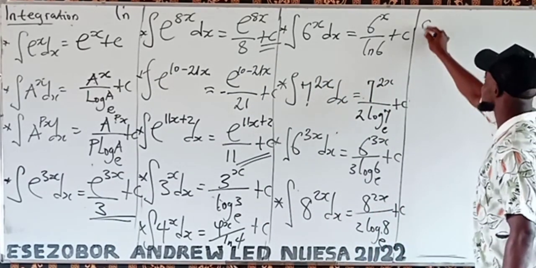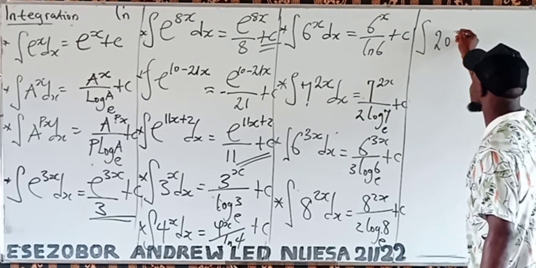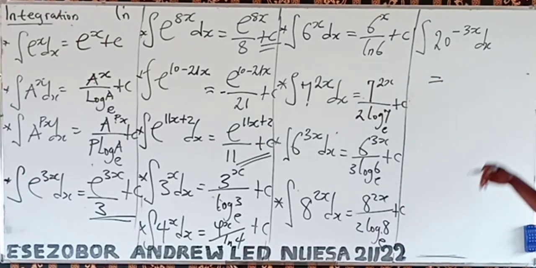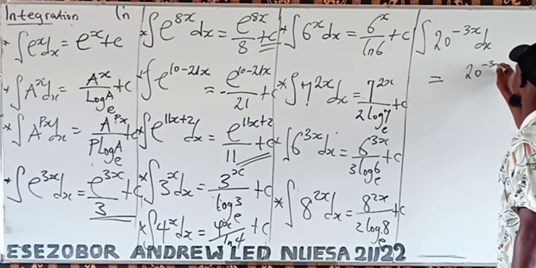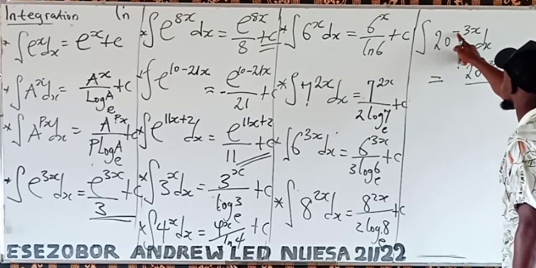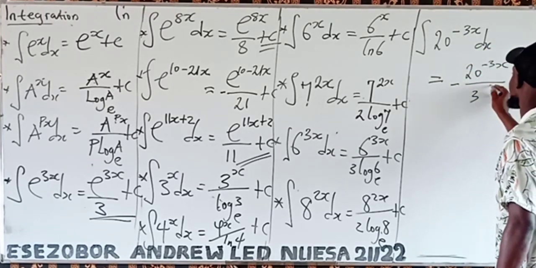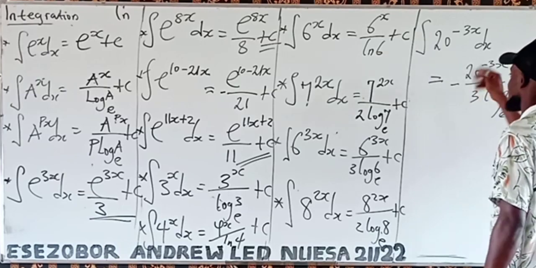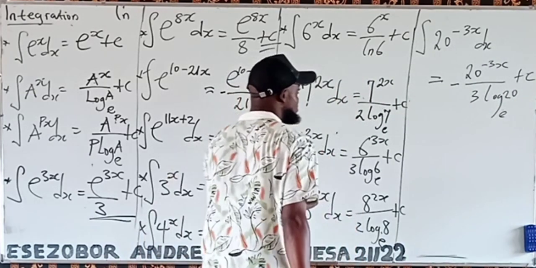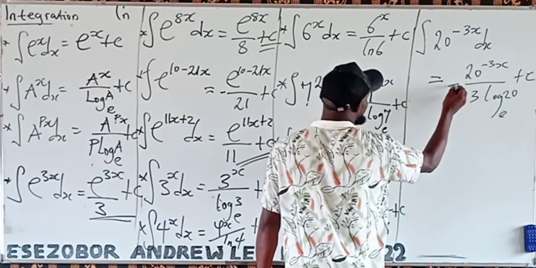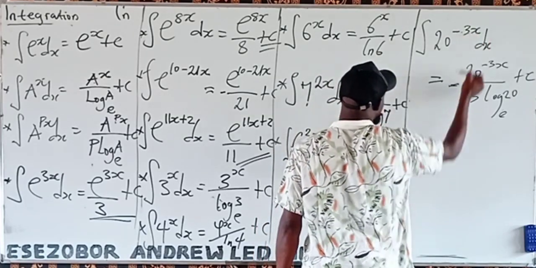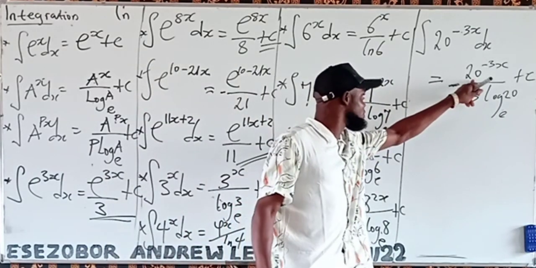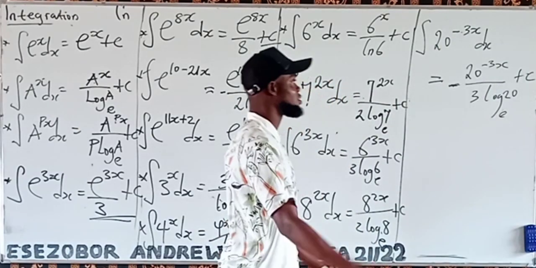Now let's say we have integral 20 raised to power minus 3x dx. What will be the answer to this? The answer is 20 raised to power minus 3x over, you have to differentiate this, minus 3, that will be minus 3 log 20 to base e plus c. That becomes the answer. So this minus will just come here. If you differentiate 20 to the power minus 3x, yes, you will have minus 3. So that's what you're going to have. If you integrate this and differentiate it back, you're going to have that question back.